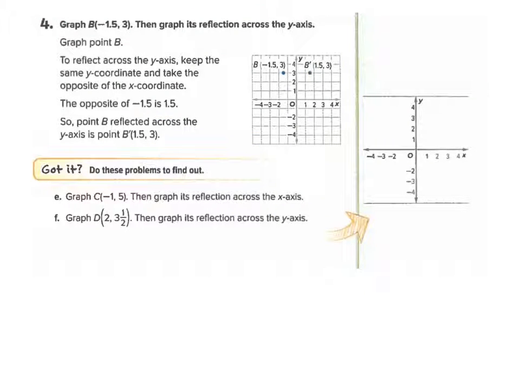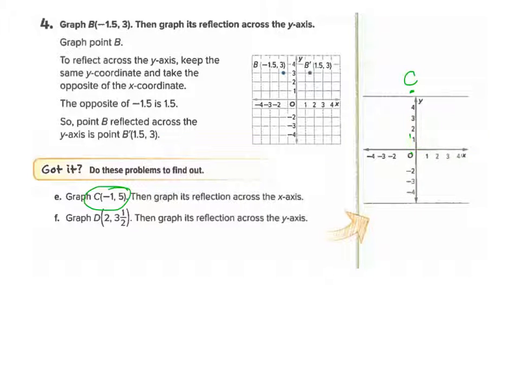So let's see that in action for ourselves. Let's look at these two examples at the bottom. First it says graph point C, -1, 5. So first number is -1, that's my x. So that means I'm going to go left and right. So I'm going to go left to -1. And then +5 means I'm going to go up +5. So there's my point C.